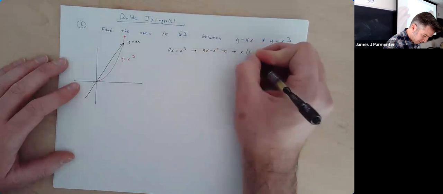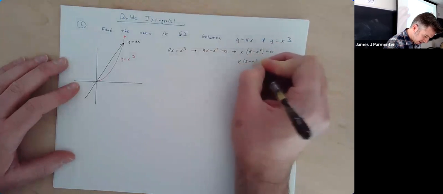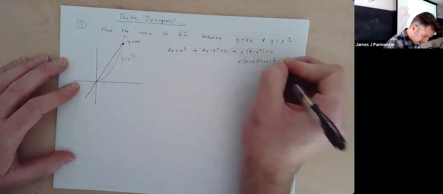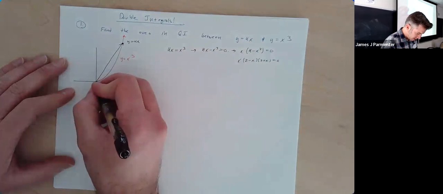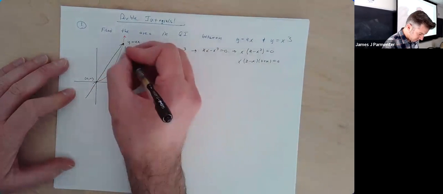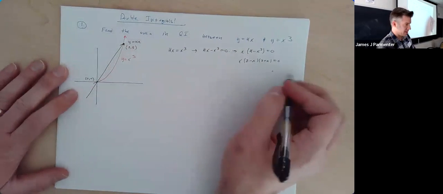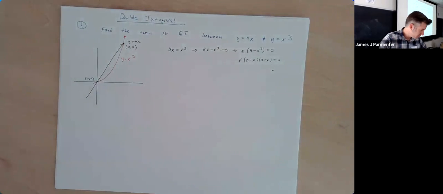So you get x times 4 minus x squared equal to 0, or x times 2 minus x times 2 plus x equal to 0. So we get x equal to 0, which is the point 0, 0, which is, we know they intersect there. And we also get x equal to positive 2, which would be the point 2, comma 8. You would also get x equal to negative 2, but that's in a different quadrant, so we don't care.